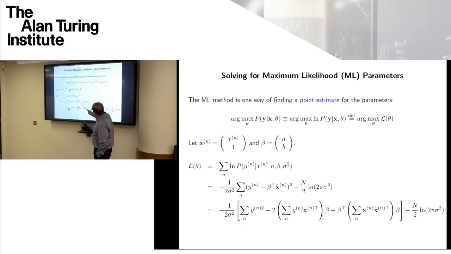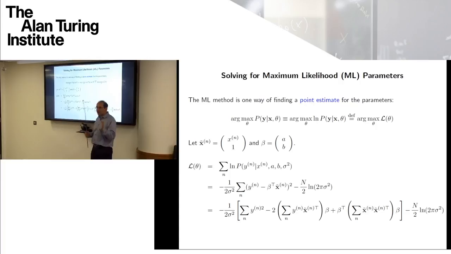Remember, my model said y equals ax plus b. So I had two parameters, a and b. I'm going to concatenate my two parameters into a vector beta, so it's a 2 by 1 vector, a b. And similarly, instead of dealing with x, I'm going to concatenate x into a 2 by 1 vector with a 1 at the bottom. So beta transpose x tilde equals ax plus b.